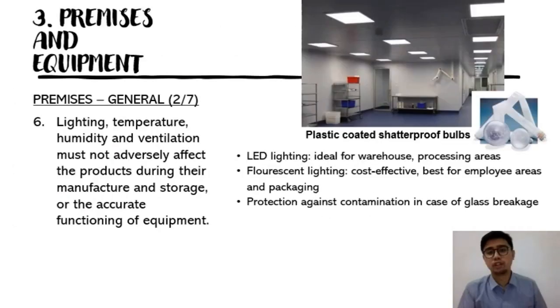Premises also need to have proper and adequate lighting and have a proper temperature and also humidity and ventilation, which must not adversely affect the products during their manufacture and storage. Example of the lighting that is usually used in GMP premises is LED lighting and fluorescent lighting, and it is recommended to use plastic coated shatterproof bulbs as they provide protection against contamination to the product in case of bulb glass breakage.